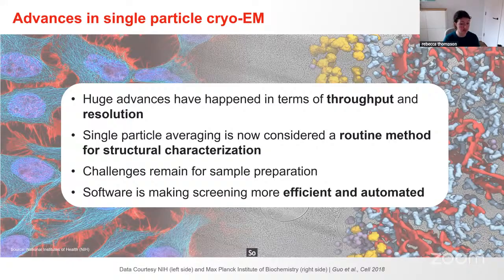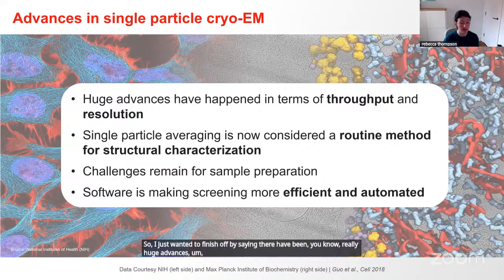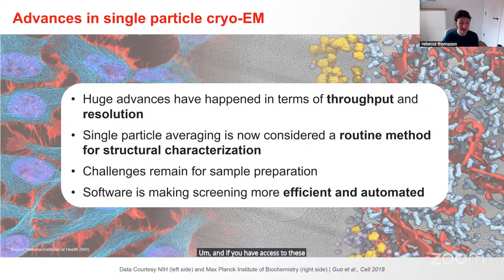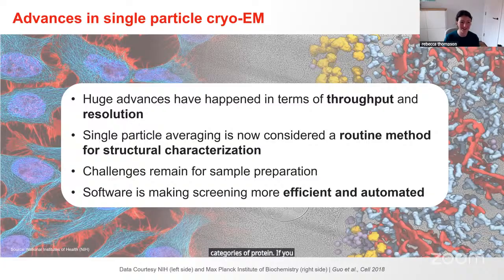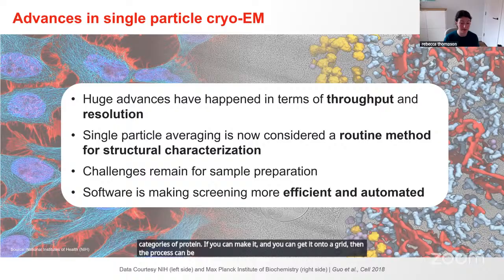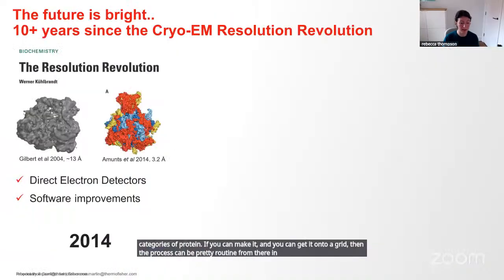So I just wanted to finish off by saying there have been really huge advances in cryo-electron microscopy in terms of the resolution, the quality of the data that we can get out, and also the throughput and the numbers of structures. And if you have access to these instruments, then this can now be considered really for many categories of protein. If you can make it and you can get it onto a grid, then the process can be pretty routine from there in.